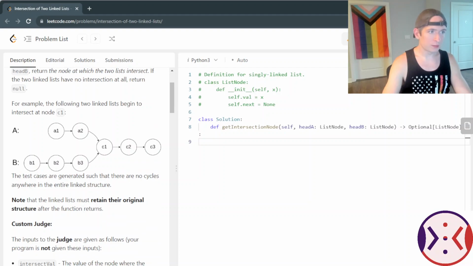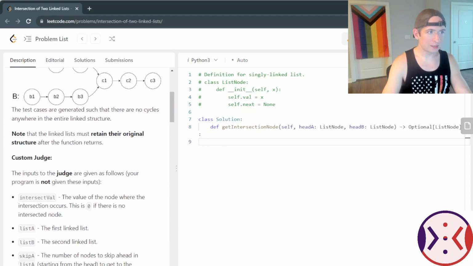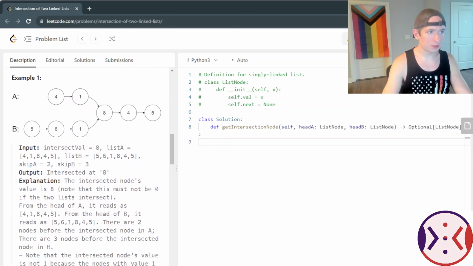For example, the following two linked lists begin to intersect at node C1, and we see two linked lists A and B, and they join at C1 and continue on together. The test cases are generated such that there are no cycles anywhere in the entire linked structure. And so looking at the examples, we see linked list A, linked list B, and visually we can see their intersection point.